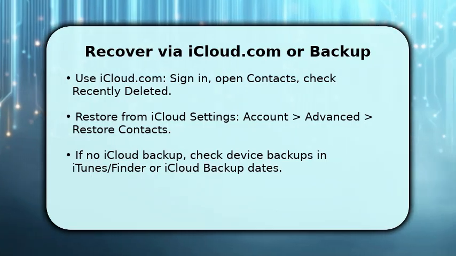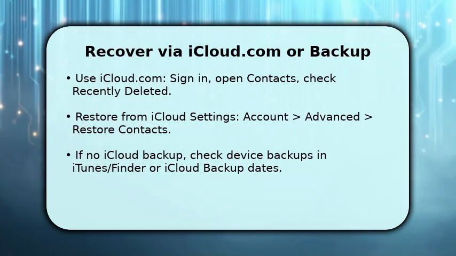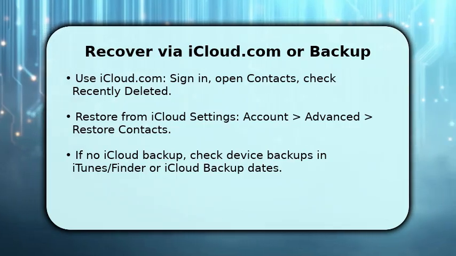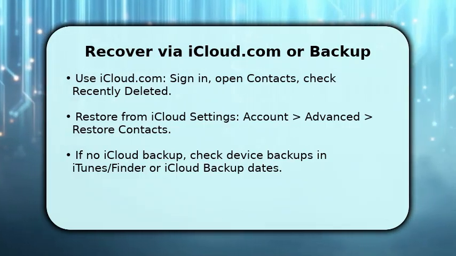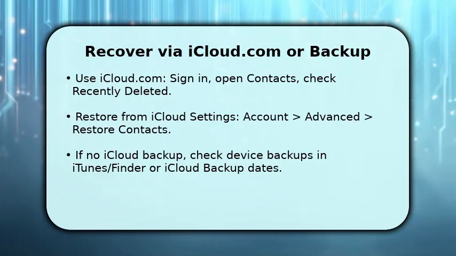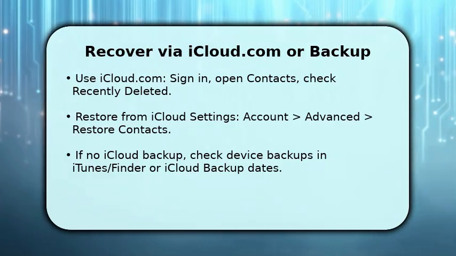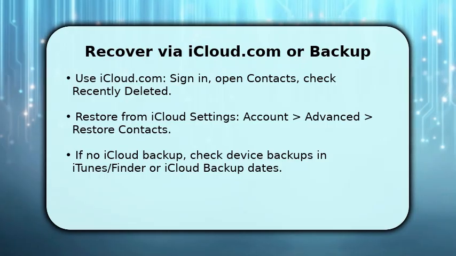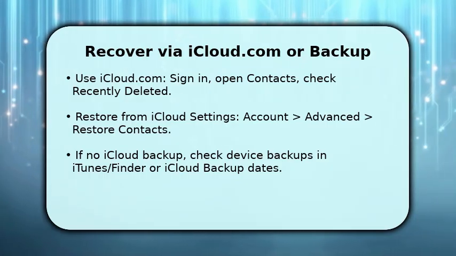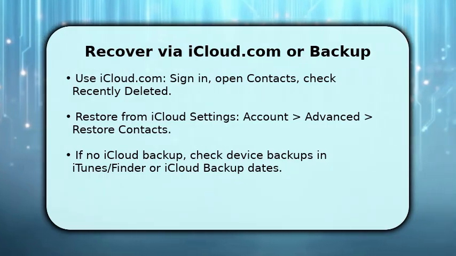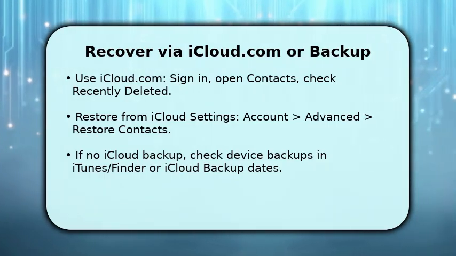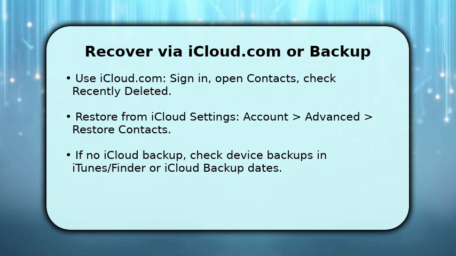If nothing shows, on a Mac or PC visit iCloud Settings, Account, Advanced, and choose Restore Contacts from an archive date. This rolls back contact data. Alternatively, check device backups in iTunes or Finder for a backup predating the loss. Be precise about dates. Restoring an archive replaces current contacts, so back up the present state first.